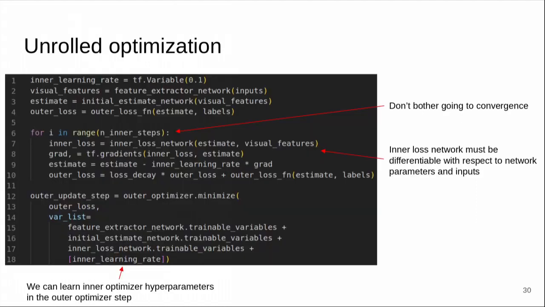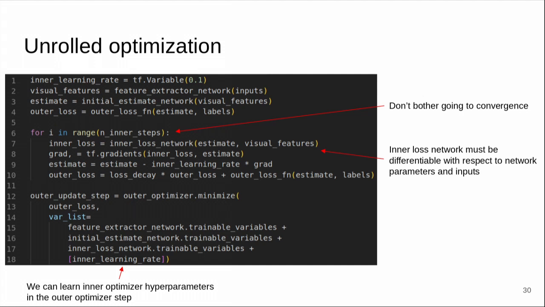All right, here's the one slide of code, which sounds a bit scary, but in terms of code, it's not too bad. The idea is we set up some initial inner learning rate. We extract some visual features, and if your labels are 2D poses, that can just be the 2D poses. It can just be the identity function. We have some initial estimation network, which could just be random. Doesn't really matter. Well, it might affect results, but it could be very simple.